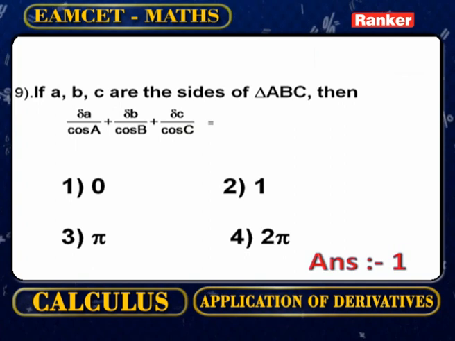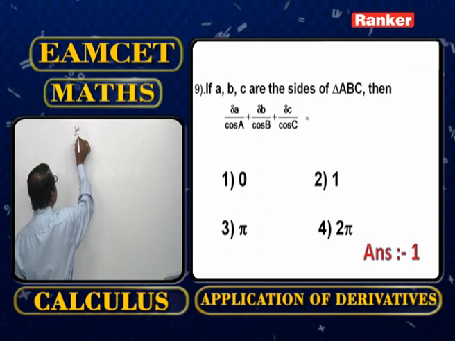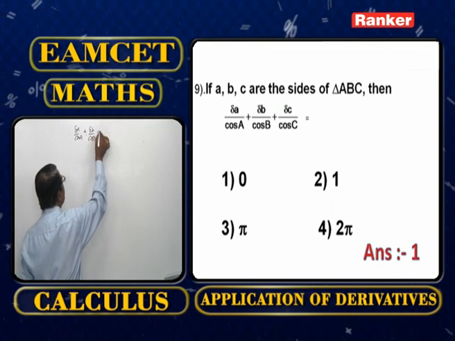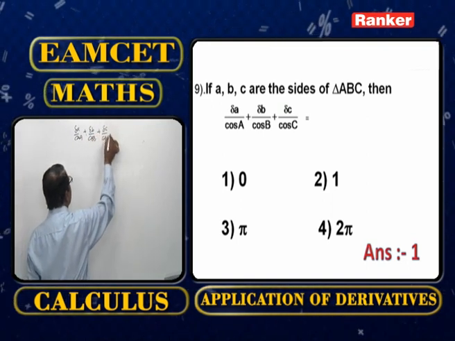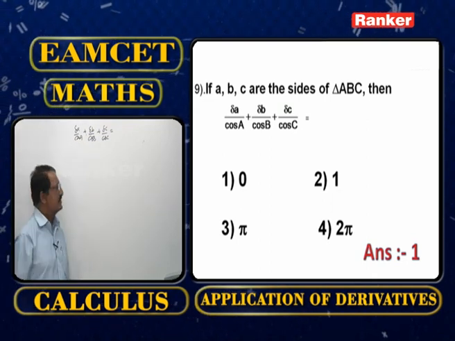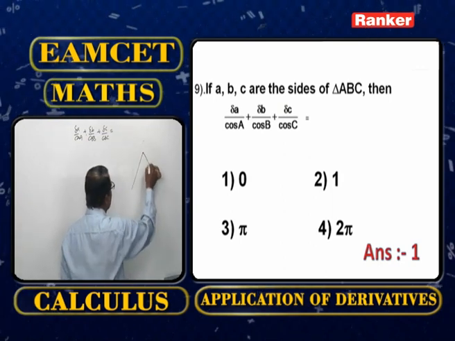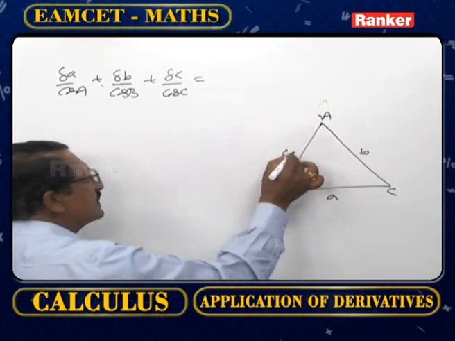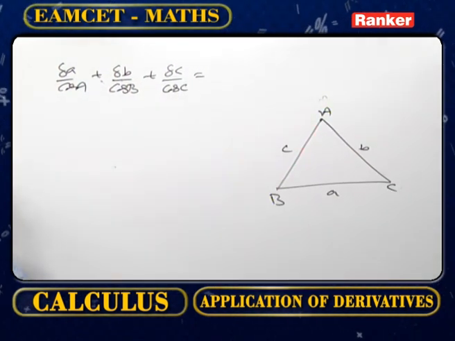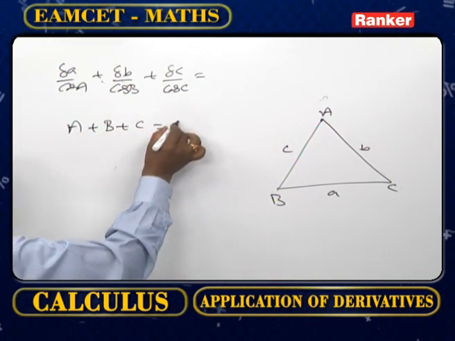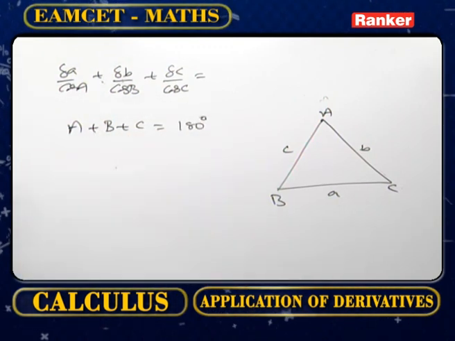If a, b, c are sides of a triangle ABC, then δa/cos A + δb/cos B + δc/cos C equals to... Now, small a, small b, small c are sides of triangle ABC. The sum of angles is always equal to 180 degrees.